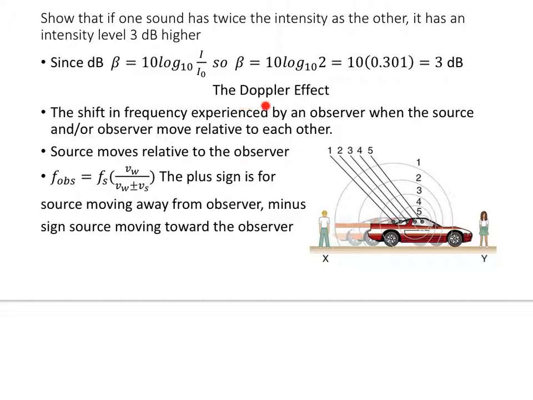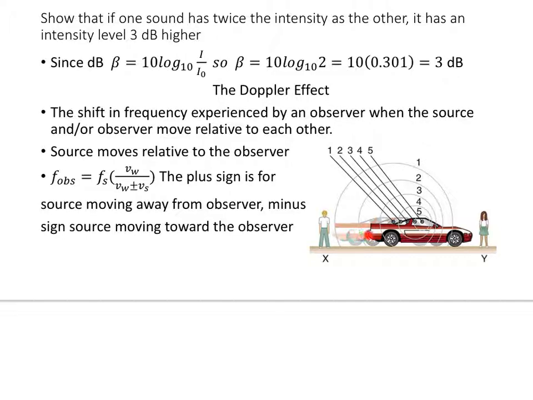Okay, now we're going to take a look at the Doppler effect. The Doppler effect is the shift in frequency experienced by an observer when the source and/or the observer move relative to each other. So in this case, we're going to show an example of a moving source, which is the car, and two stationary observers here, X and Y. And the car, let's say, is blowing its horn as it passes observer Y.